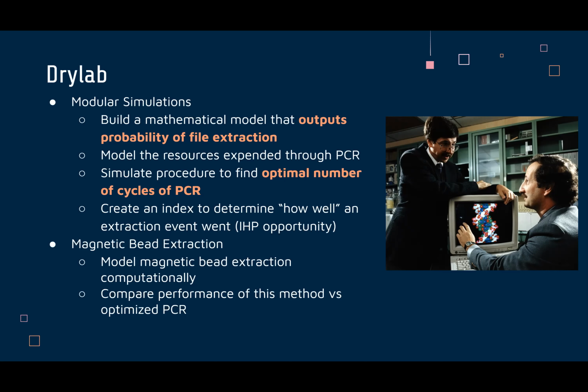The second thing that Dry Lab will mainly be focusing on is the process of magnetic bead extraction, both simulating this process computationally so that we can demonstrate the effectiveness of the method, as well as comparing the performance of magnetic bead extraction versus our optimized version of PCR to extract the file in the modular simulations.